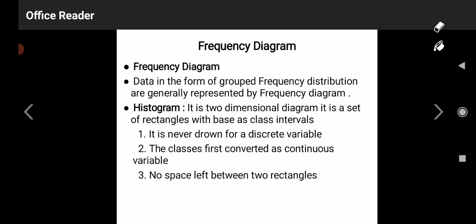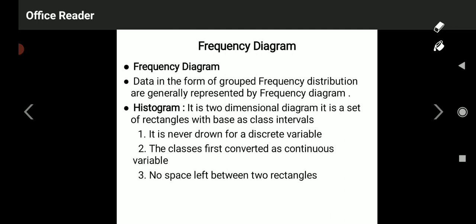Now coming to the histogram. Histogram is a two-dimensional diagram. It is a set of rectangles with base as class intervals. In the horizontal OX axis we are going to mention the class intervals, and in the OY axis we are going to, for example, mention the number of observations.